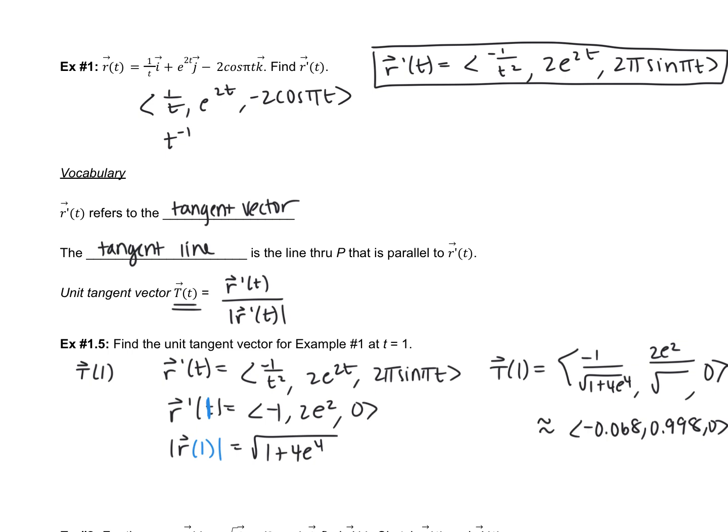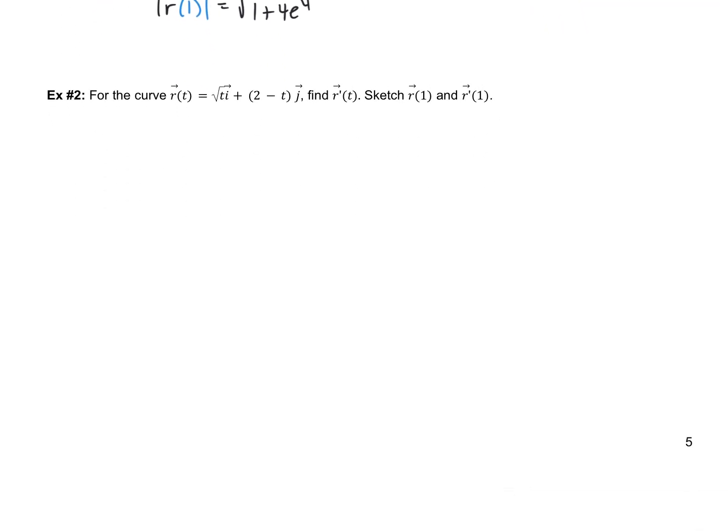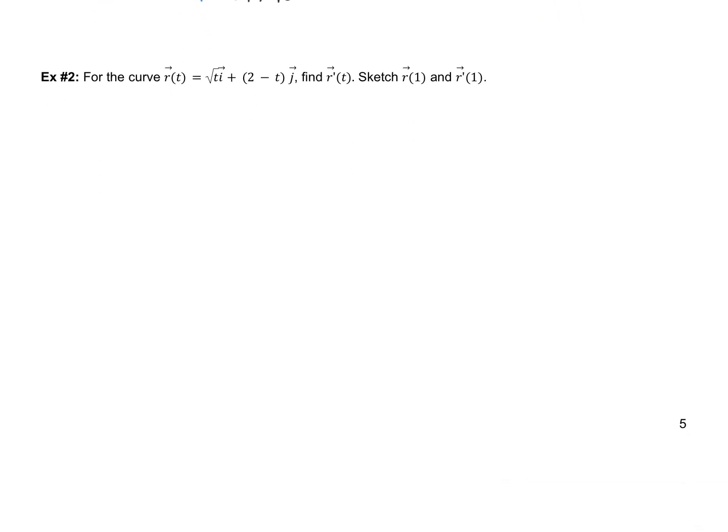Okay, so this is a pretty beefy section. We have a bunch more examples that we're going to look at of how to apply this idea of the derivative. Okay, so let's keep going and let's look at an example where we're going to do some sketching. We have the curve r of t is equal to root t i plus 2 minus t j. First, we're going to find the derivative, and then we're going to sketch both r of 1 and r prime of 1. Okay, first thing that I want to do for the sketching part is I want to draw what this r of t actually looks like.